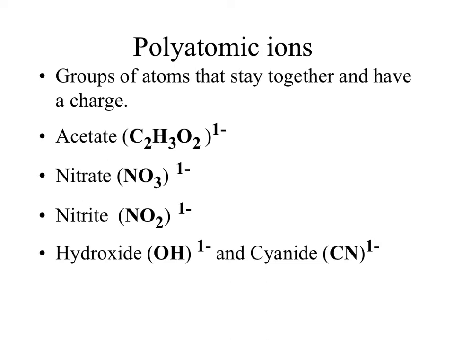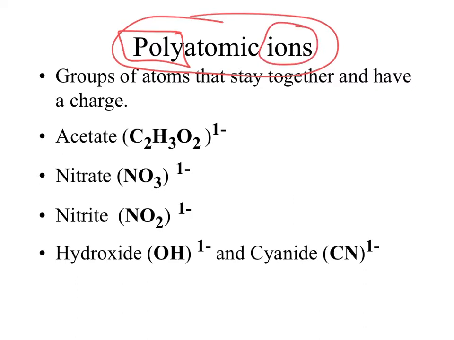We wanted to start off with talking about a type of ion we have not addressed yet, and those are called polyatomic ions. The prefix poly means many, like a polygon has many sides. So a polyatomic ion is something that has a charge, that's why it's called an ion, but it's more than one atom that's stuck together.